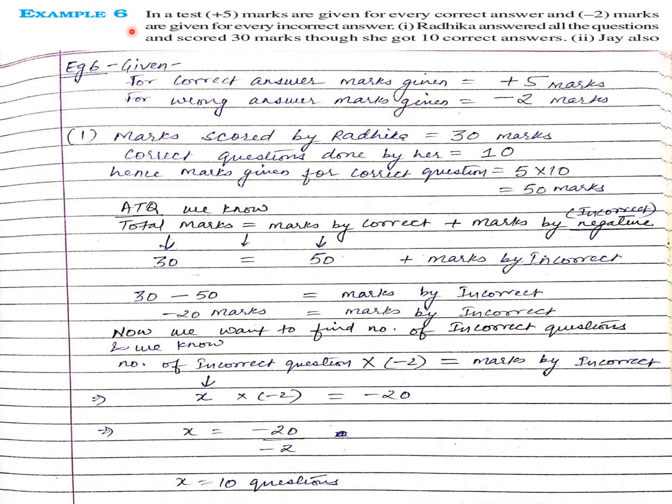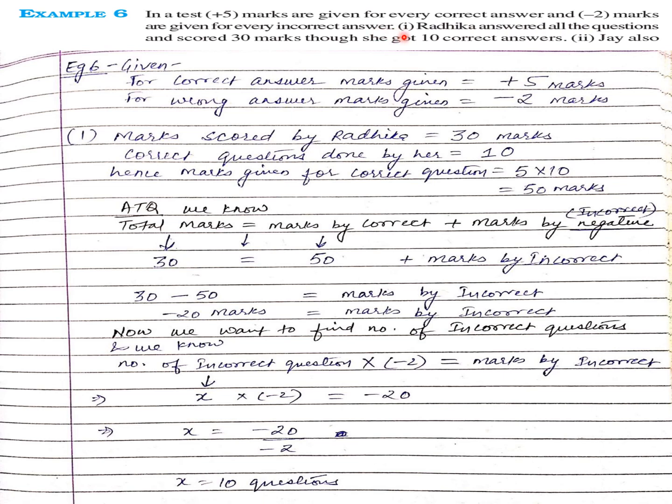Example number 6, a word problem, very important. Kindly understand carefully. In a test, plus 5 marks given for every correct answer and minus 2 marks are given for incorrect answer. Suppose you answer 10 correct questions, you will get 10 fives are 50. Suppose you do 10 wrong answers, you will get 10 into minus 2, that is minus 20.